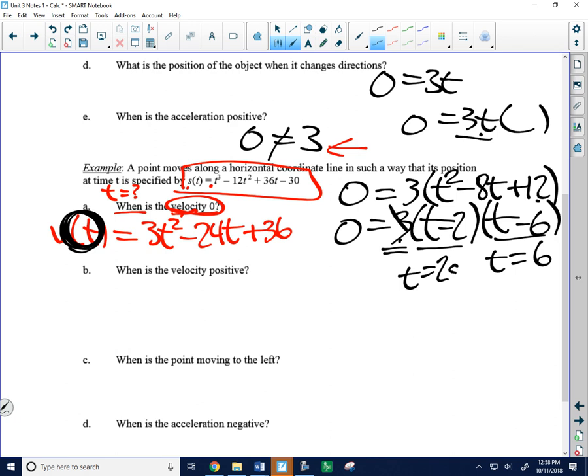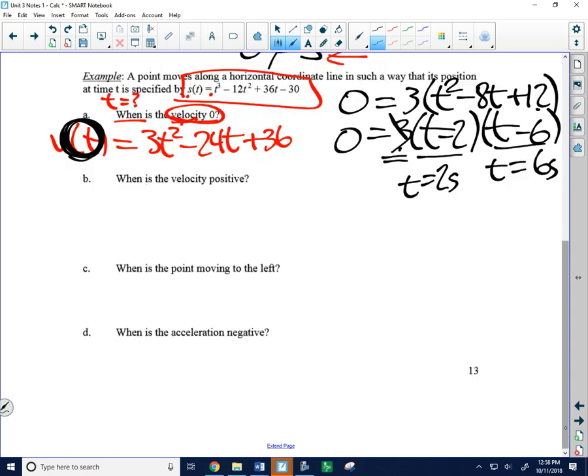So 2 seconds and 6 seconds, that is when the velocity is 0. In other words, probably when it's changing direction. I'll show you later in the year how we'll know that for sure. But probably going to be changing direction. We found the time, that's what they wanted. When is the velocity 0? Let's do the next one.